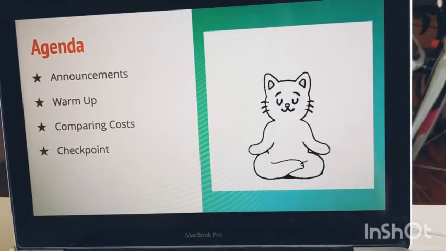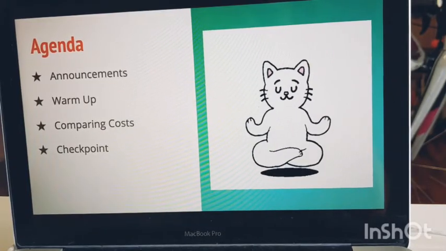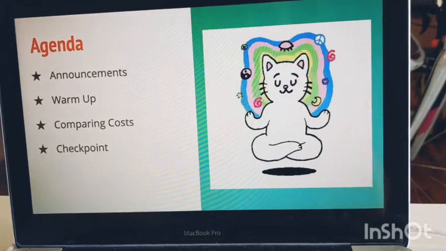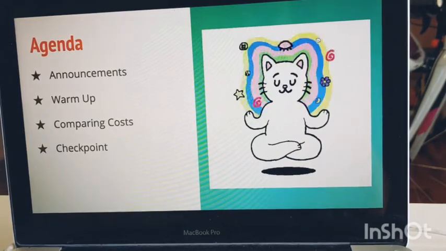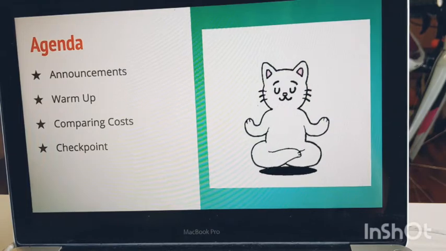All right, we're going to get started today with a few announcements. Here is our agenda for today. Together we'll work through our warm-up, look at examples of comparing costs, and I'll show you your checkpoint for Wednesday.